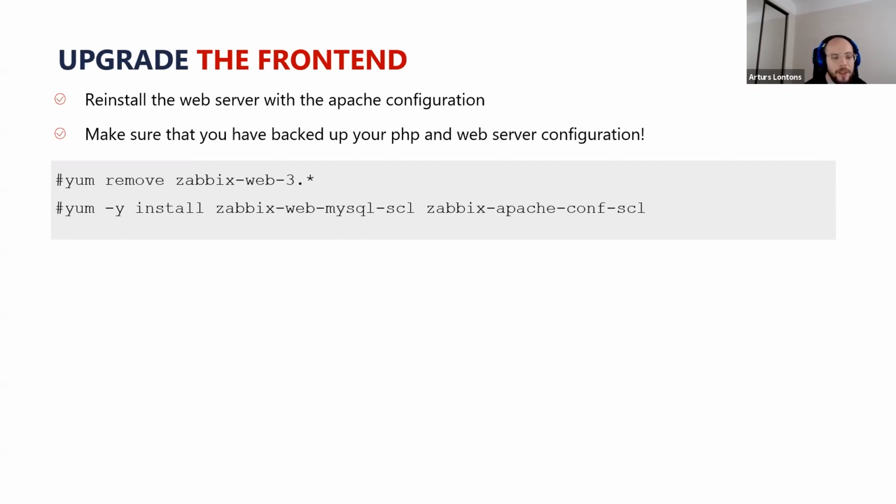Yum install zabbix-web-mysql-scl, meaning that it's referencing some packages from the SCL repository, and zabbix-apache-conf-scl, since the client was running Apache SCL. Once again, because we have some dependencies on the SCL repo. This is, like I said, something CentOS 7 specific.